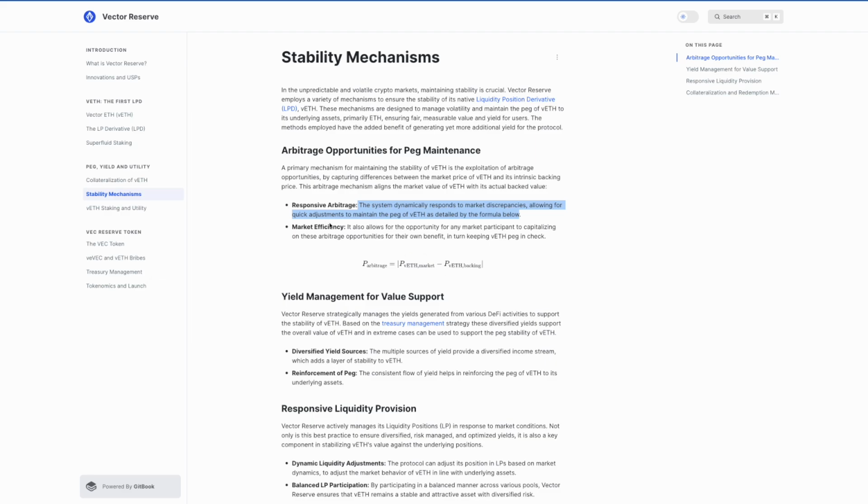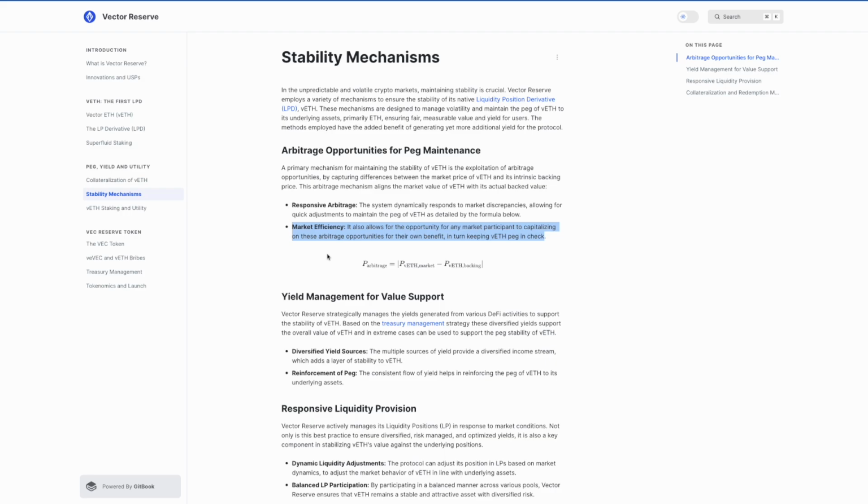Okay, let's read this next one. Market efficiency. It allows for the opportunity for any market participant to capitalize on arbitrage opportunities for their own benefit, in turn keeping vETH peg in check. So this sounds a lot like them saying that anyone can mint vETH and sell it, right? So again, upside peg is going to be very easy to arbitrage. But if you can't redeem, then the system cannot defend the bottom side.